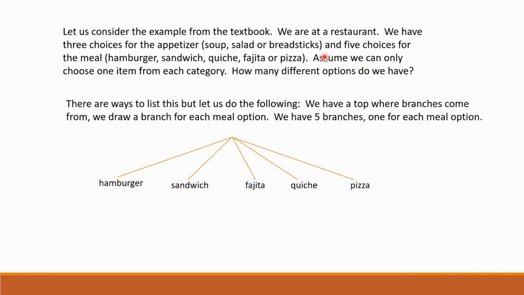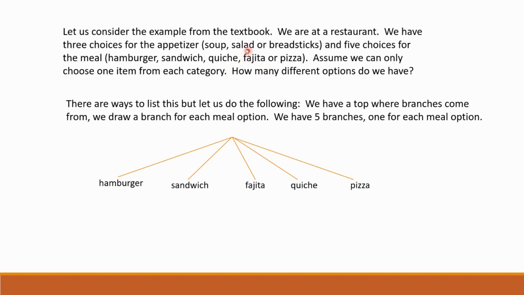Essentially, the example I'm doing is this. Suppose we're at a restaurant, and at the restaurant, you have different choices. You can get an appetizer. There's 3 choices for that: soup, salad, or just breadsticks. There's 5 choices for the actual meal. I don't know what kind of restaurant this is. So there's hamburger, sandwich, quiche, fajita, and pizza. Let's suppose we can only choose one item from each category. So we can only choose one appetizer, and we can only choose one meal. How many different options do we have?